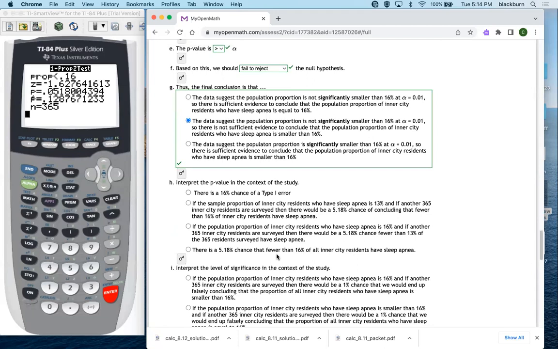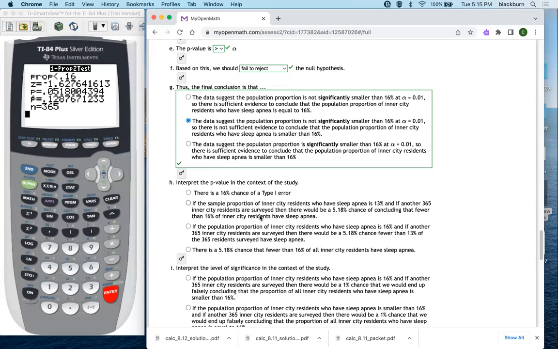So interpret the p-value. If the sample proportion of inner city residents who have sleep apnea is 13%, and if another 365, the sample proportion is 13% in this one, so that's where that's coming from. And if another 365 inner city residents are surveyed, there would be a 5.18% chance, that's the p-value, that fewer than 16% of city residents have sleep apnea.